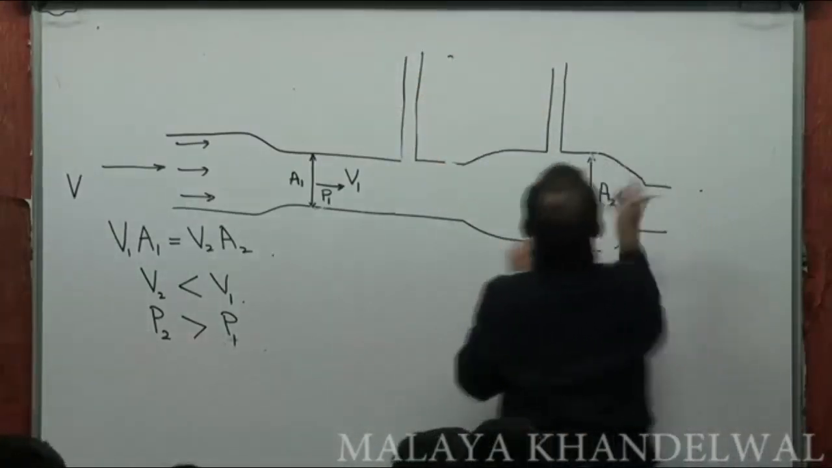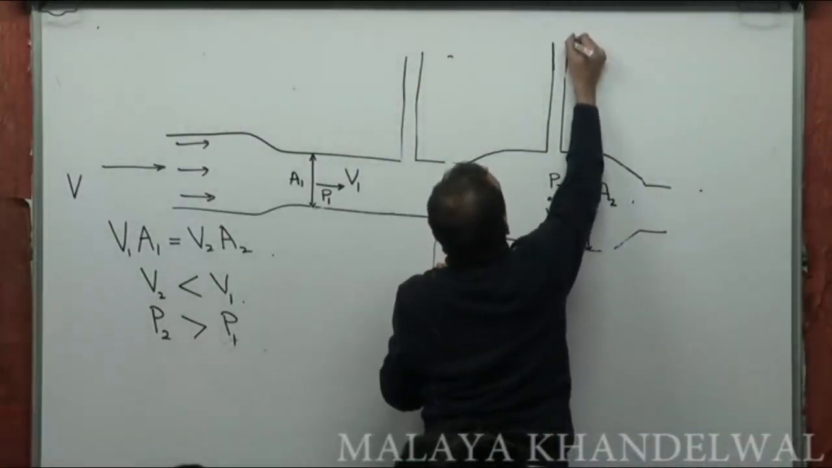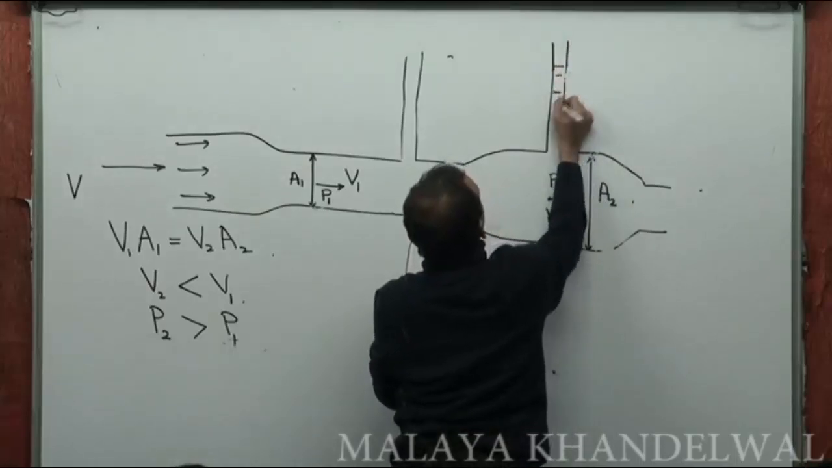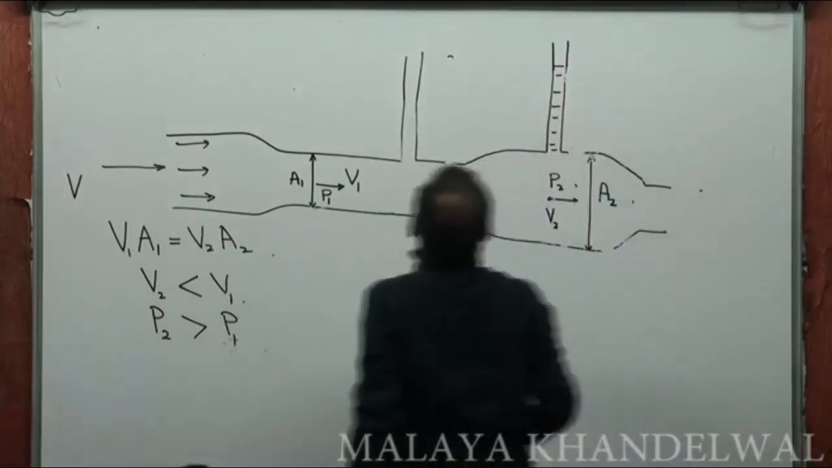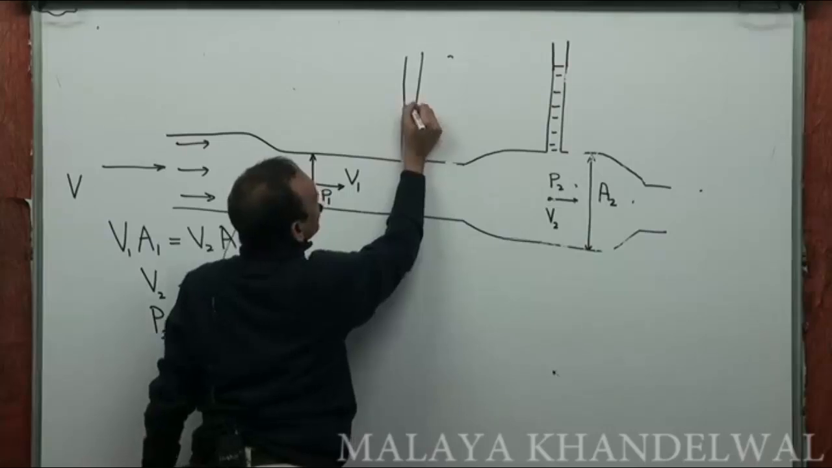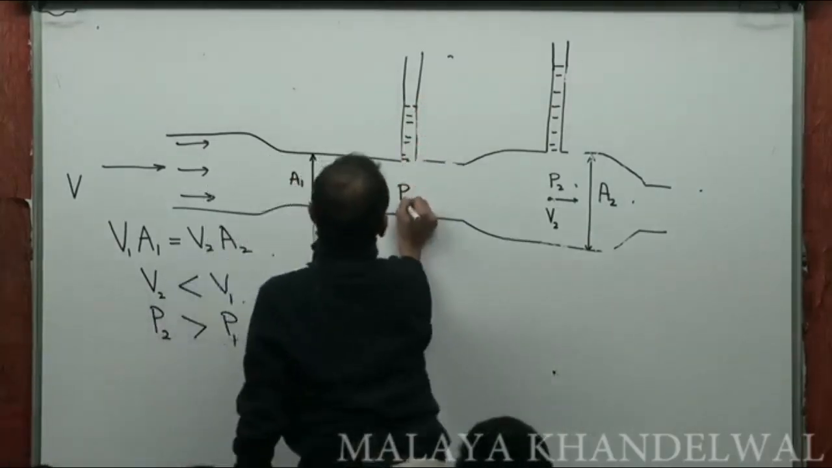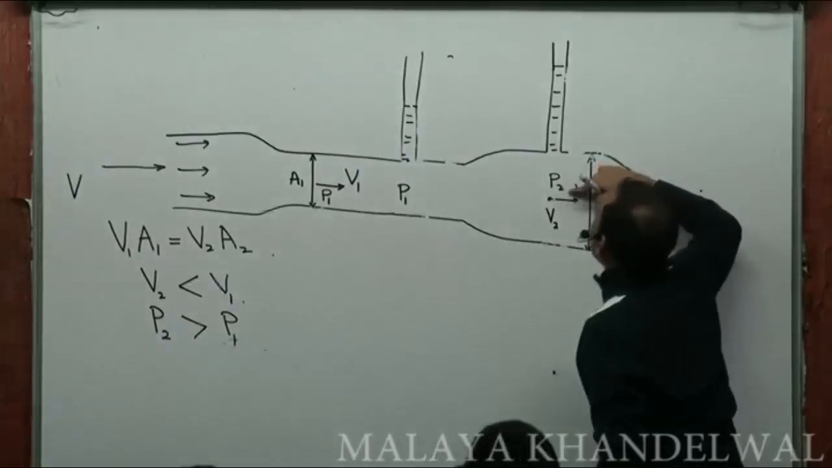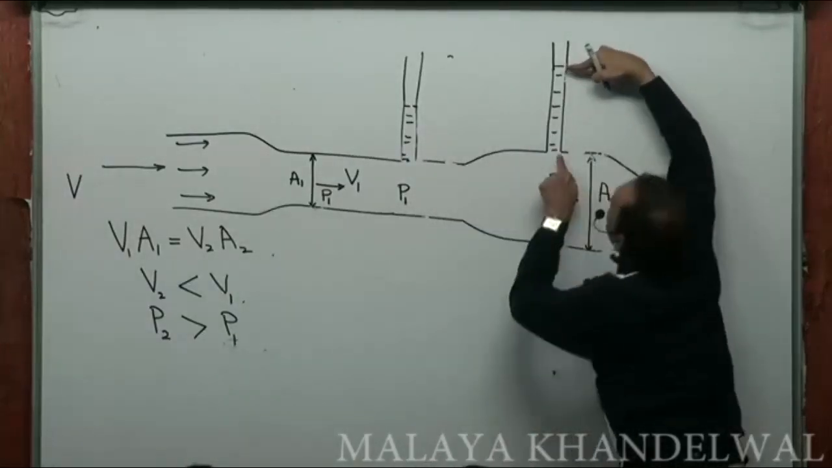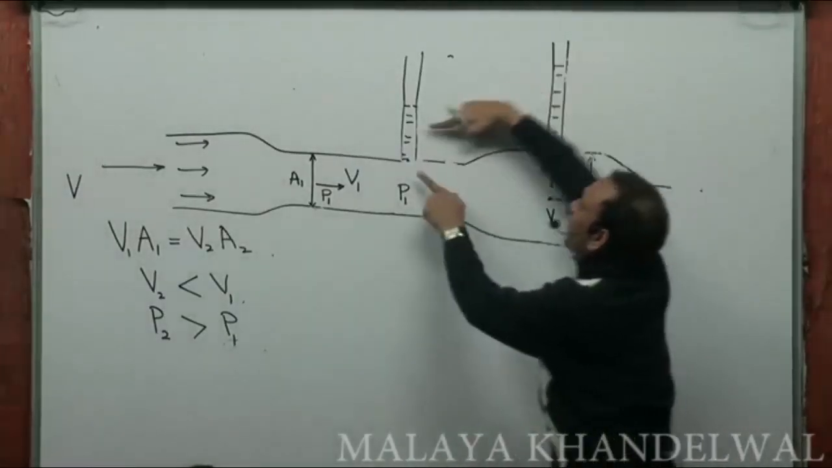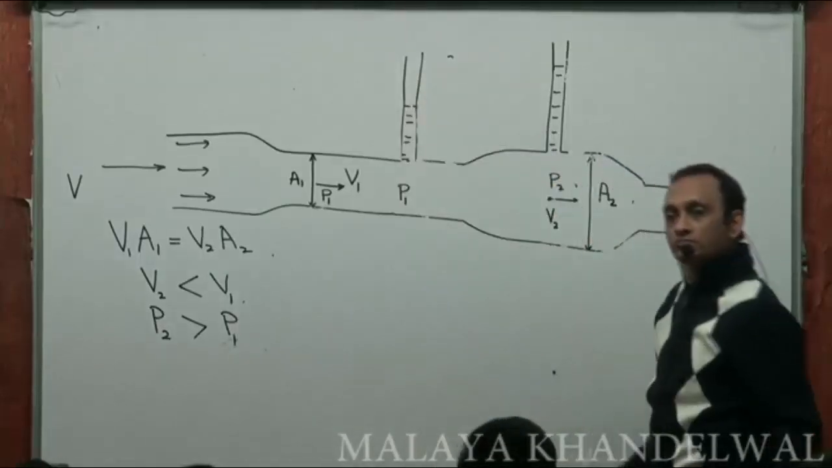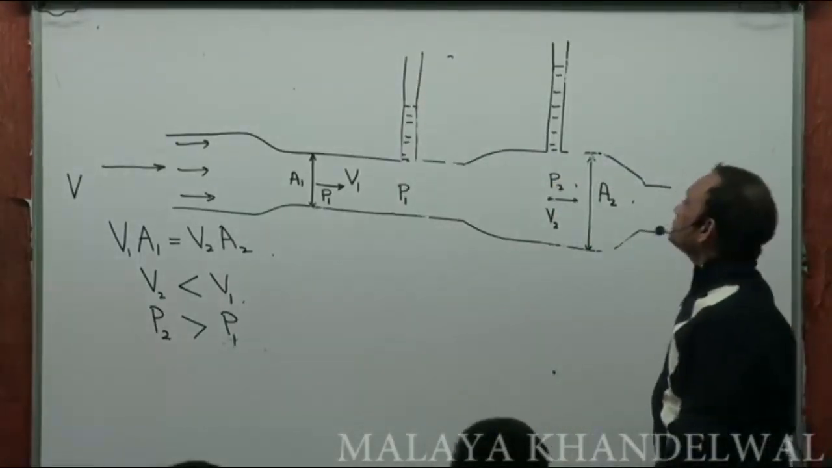Right? So it rises to a certain height in this limb, whereas it rises to a smaller height in this limb. Why? Because the pressure here is P1, the pressure here is P2, and P2 is more than P1. Therefore, the height above this must be more than the height above this. Yes or no? Right?